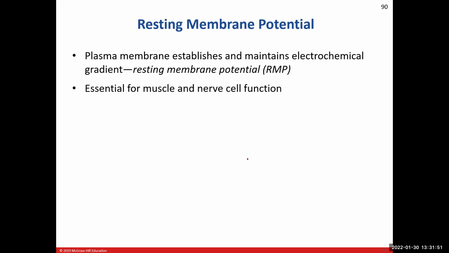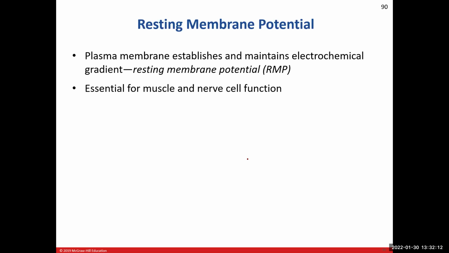Okay, I want to quickly mention resting membrane potential, since we are talking about the movement of substances across the plasma membrane. We will talk about this quite a bit in detail when we get into chapter 12. But for right now, I just want to give you a basic rundown of what the resting membrane potential is.